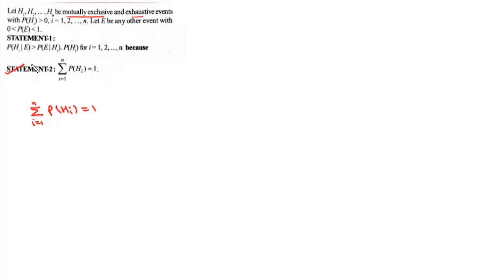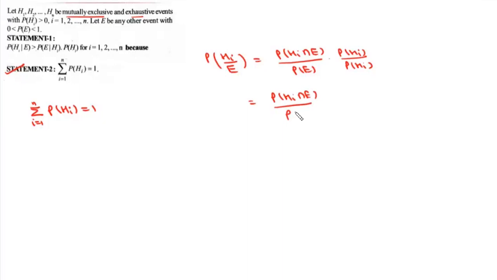So that means the statement 2 is correct. Now if we look at probability of phi upon E, we can write this as probability of phi intersection E upon probability of E. Now what we can do is multiply and divide it with P(phi). We write this as P(phi intersection E) upon P(phi) into P(phi) upon P(E). Now this is nothing but P(E upon phi).